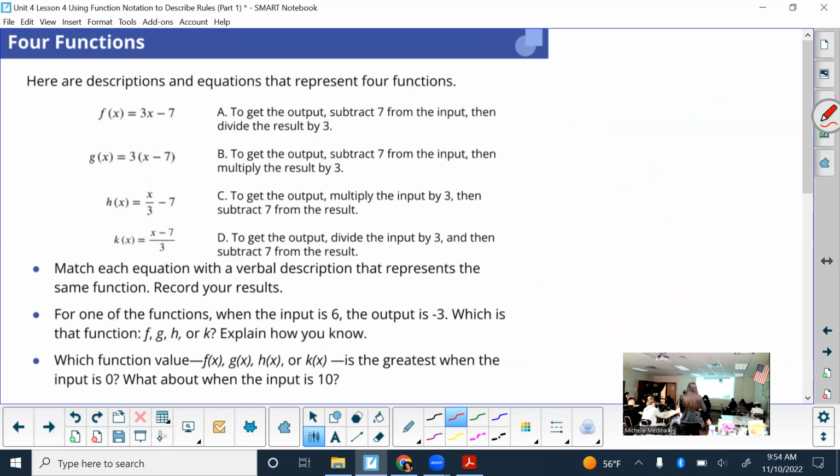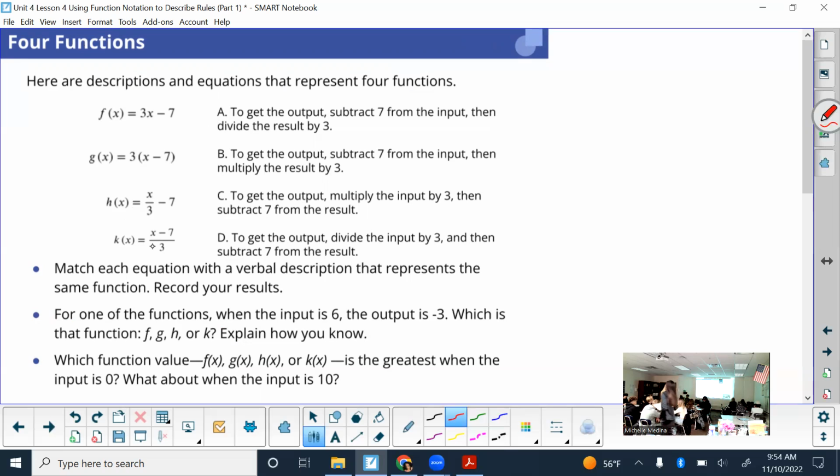Oops, let me show you the answers. Here are descriptions and equations that represent 4 functions. So they're not in any particular order. Your first step within your groups is going to match each equation with the verbal description that represents the same function. So I'll just read them to you. You can look at what the equations are. They're printed on your paper too.